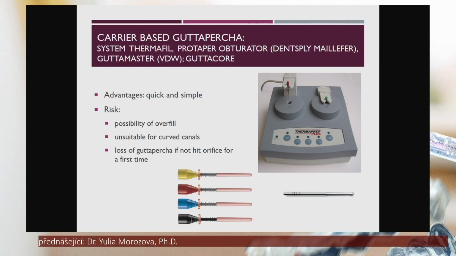The next method that could be used for root canal filling, obturation, is a method that provides the warming of gutta percha outside the root canal. One of them is a carrier-based gutta percha that is used in the so-called system Thermafil, ProTaper obturator, or GuttaMaster or GuttaCore. It's relatively quick and simple, but also here there is a high risk of some overfilling of the root canal. It's unsuitable for curved root canals, and sometimes there is a risk of loss of gutta percha if we were not successful the first time.